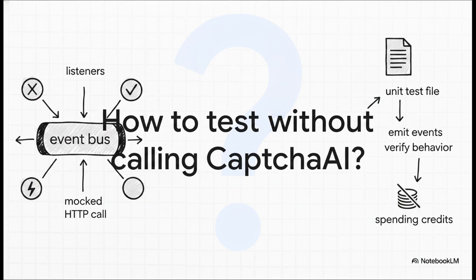Third question, how on earth do I test this without actually calling a provider and burning through all my credits? Well, it's beautifully simple, actually. Since an in-process bus is just a standard event emitter, you can effortlessly mock your HTTP calls and just emit the events directly right inside your unit tests. That way, you verify your listeners behave exactly as expected, completely for free.